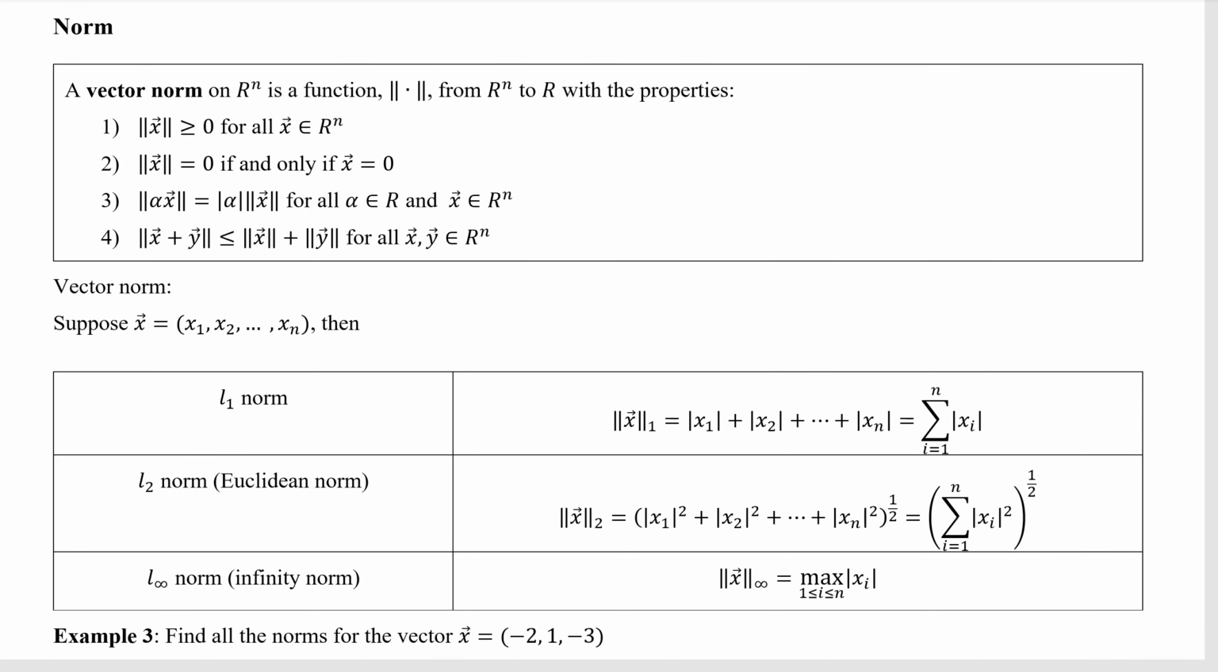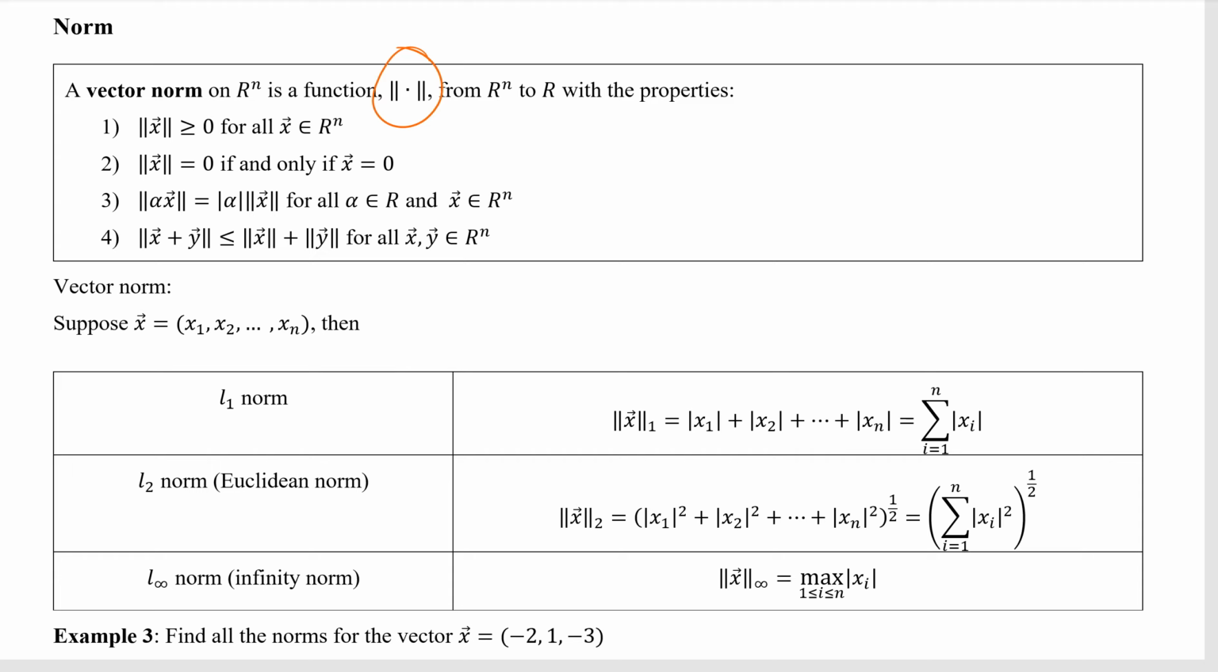Hi everyone, let's continue. So first, let's talk about norm. A vector norm on Rn is a function from Rn to R with the following properties. First, the norm of all the vectors is greater or equal to 0. Second, the norm is 0 if and only if the vector is the 0 vector.